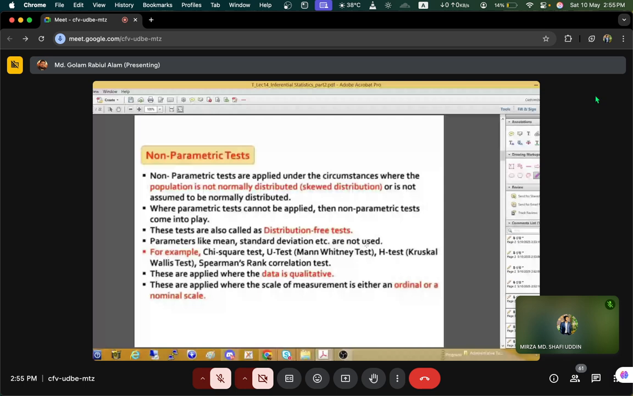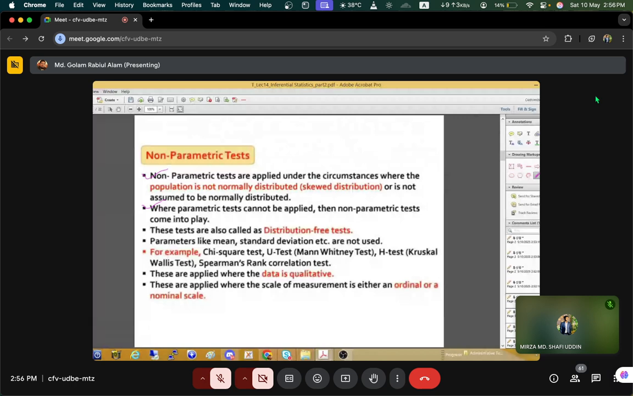These tests are also called distribution-free tests. Why? Because data is not normally distributed, and parameters like the mean and standard deviation are also not available. So that's why we may need to apply some sort of non-parametric test. Some examples are the chi-square test, the U-test, another name of which is the Mann-Whitney test, the H-test, that is the Kruskal-Wallis test, and Spearman's rank correlation test. All those are non-parametric tests.